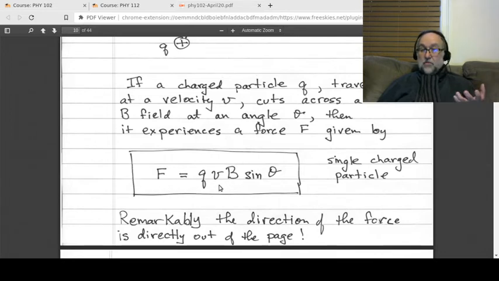Okay, so the bigger the velocity, the bigger the force. The bigger the magnetic field, the bigger the force. All right, so all of that makes sense. But then there's also this other piece, the sine theta piece. The sine theta says that the force depends on the orientation between V and B.